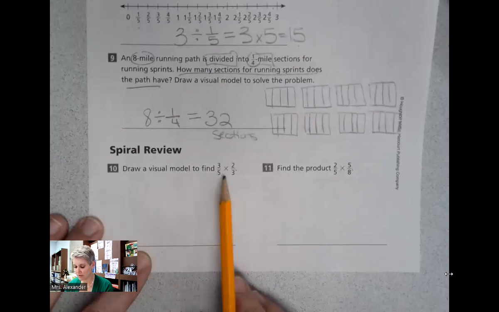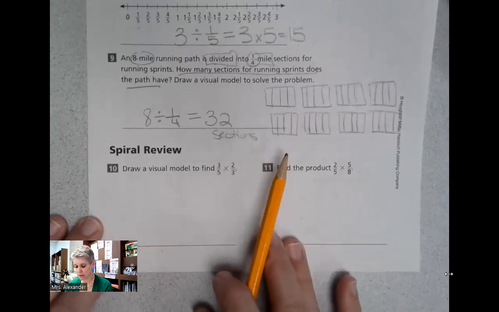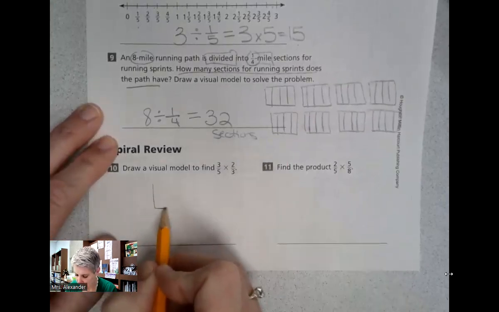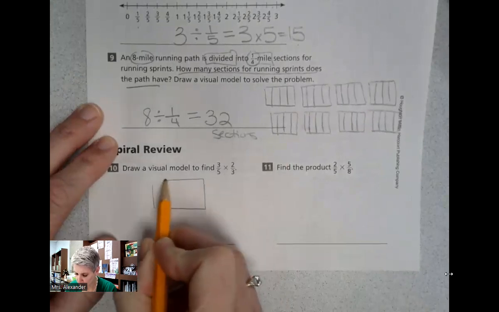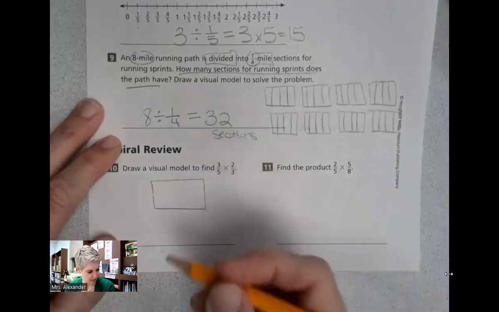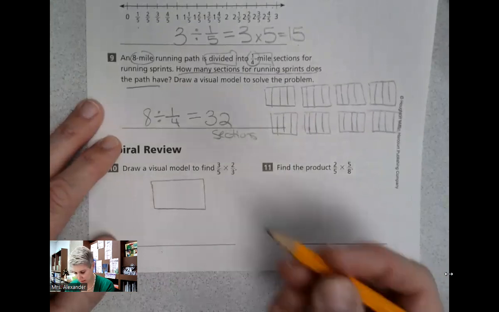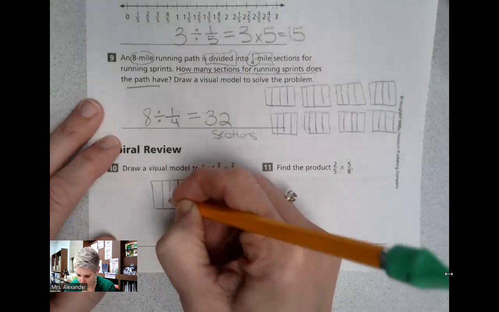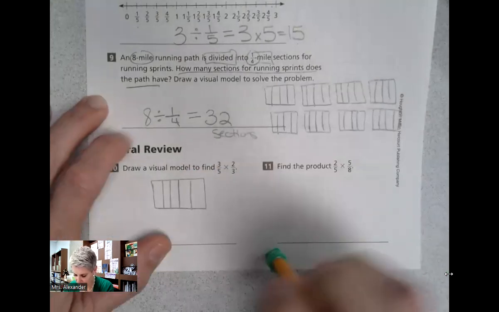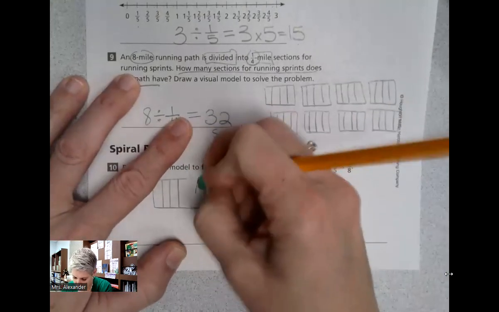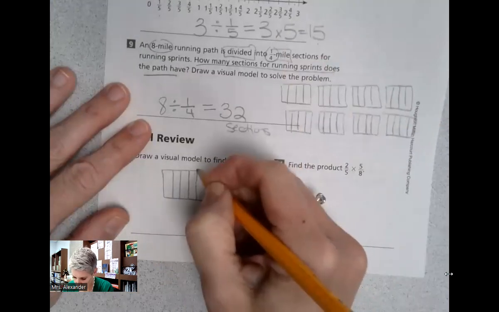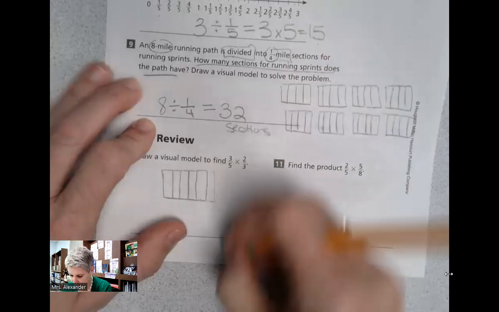Draw a visual model to find 3/5 times 2/3. How are we going to do this? Let's start off with our 3/5. If I have 3/5, I shouldn't have done that. 1, 2, 3, 4, 5. I'm going to fix this a little bit. 1, 2, 3, 4, 5. That's a little more even.